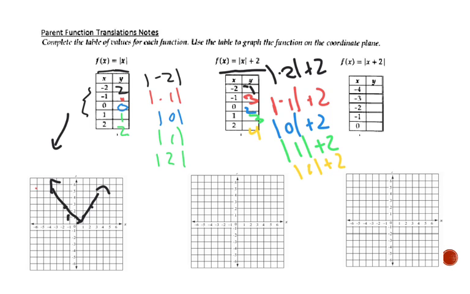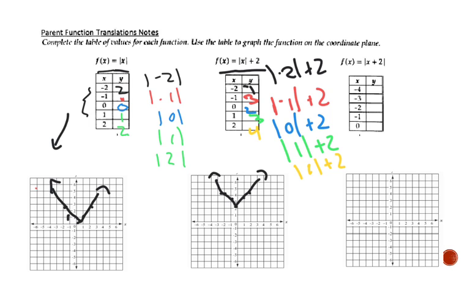So left 2 and up 4. -1, 3. So left 1 and up 3. 0 and up 2. Right 1 and up 3. And right 2 and up 4. Connect. We still have this V shape. But now notice, between the first one and the second one, it looks like that V shape went up 2. So let's go over to this last one.